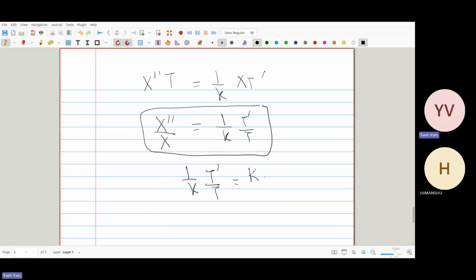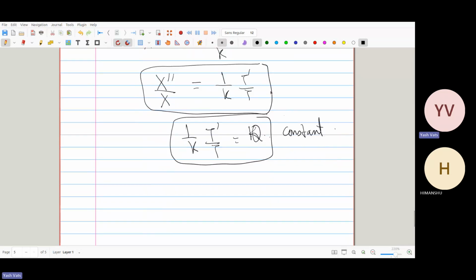I just use another notation, maybe q. So it's just a constant q, just renaming it with some arbitrary number. And by a similar argument, you can say that x double prime over x is also q. In that case, when you solve it, this becomes basically an ODE, right?